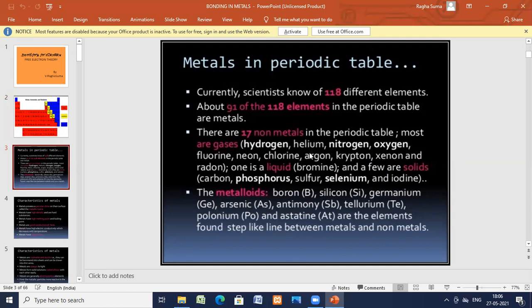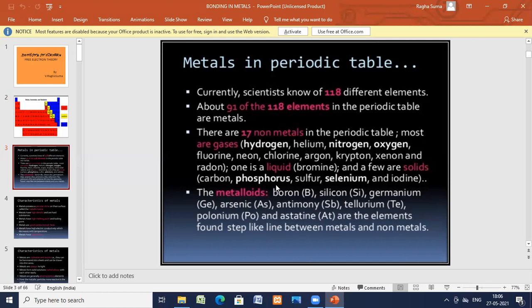The gases are hydrogen, helium, nitrogen, oxygen, fluorine, neon, chlorine, argon, krypton, xenon, and radon. One is a liquid, that is bromine, and a few are solids: carbon, phosphorus, sulfur, selenium, and iodine. These are all solids. So there are 17 nonmetals, out of which some are gases, some are liquids, and few are solids.